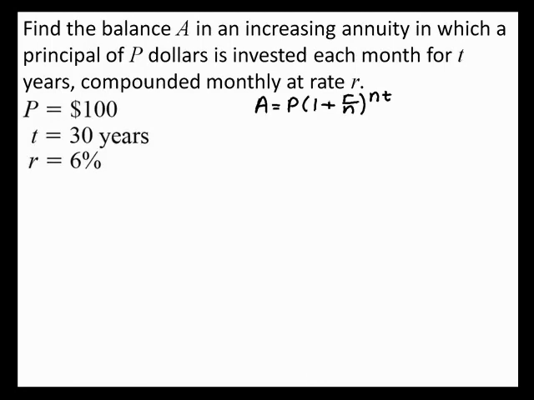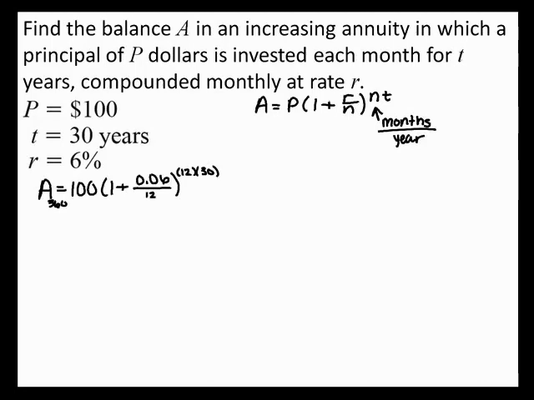where N is the amount of months per year. Substitute 100 in for P, 30 in for T, 6/100ths in for R, and 12 in for N. Simplify 6/100ths divided by 12 and 12 times 30. Simplify 1 plus 5/1000ths. You find that A sub 360 is equal to 100 times 1 and 5/1000ths to the 360.